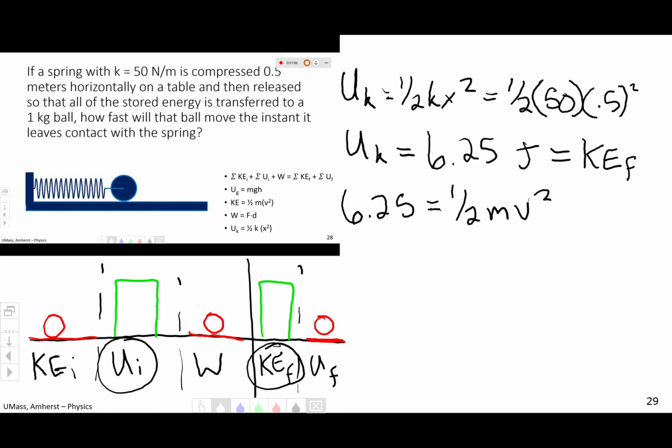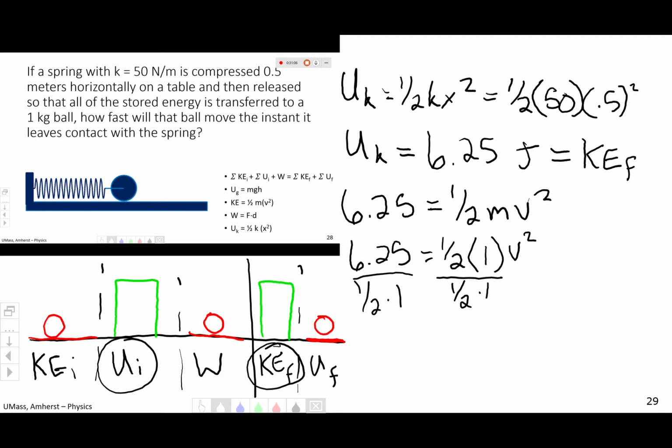All right. So that means that 6.25 equals 1/2 times 1 times v squared. So we divide by 1/2 times 1. We end up with 12.5 equals v squared. Take the square root of both sides, and you get a velocity of, calculator, 3.53 meters per second.